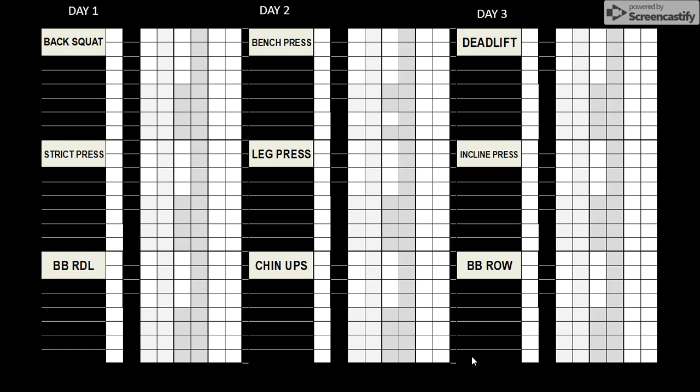So how I have organized it for this example, day 1, day 2, day 3. I put the major movements at the top of each day. So the back squat, the most stressful movement I can do, there on day 1.